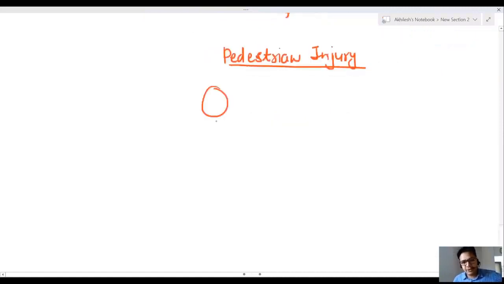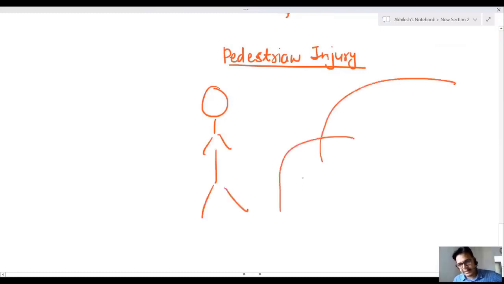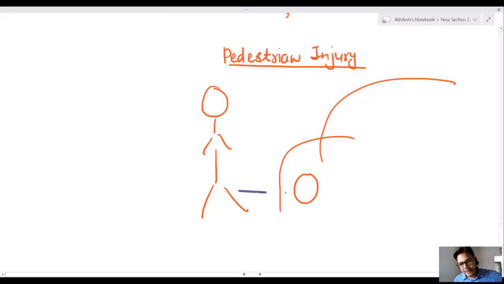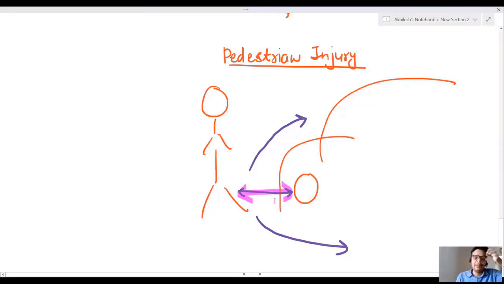Sir, you are a pedestrian. This is a vehicle. Now we can see examples of pedestrian injury. This is the first impact of the vehicle. This is the second impact of the vehicle. Now, Doctor, first I'll discuss the first impact. Vehicle striking a pedestrian. Pedestrian means one who walks.